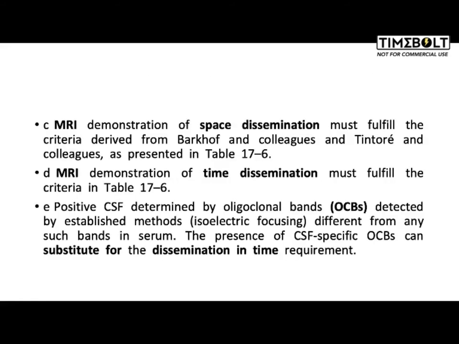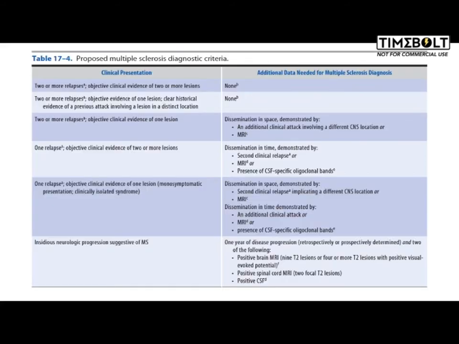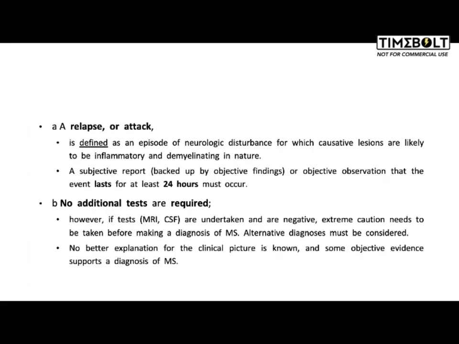It is not important to remember the names, but some of the important ones are like two or more relapses, objective clinical evidence of two lesions. This is relapses: new neurological manifestation with objective evidence that the causative lesion is demyelinating in nature, and that neurological manifestation is for at least 24 hours.